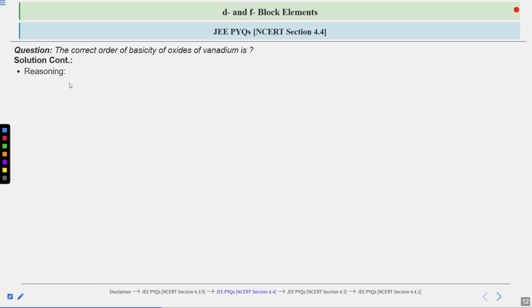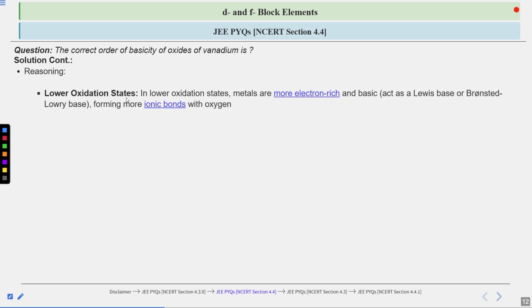So let's see the reasoning. In the lower oxidation states, the metals are more electron rich, because it has a lower oxidation state, that means either +1 or +2. That means it has lost a lower number of electrons, so it is more electron rich compared to the oxides having a higher oxidation state. So in the lower oxidation state, the metal is more electron rich and basic, because it is going to act as a Lewis base or Bronsted-Lowry base, based on the concept of electron donating or accepting.